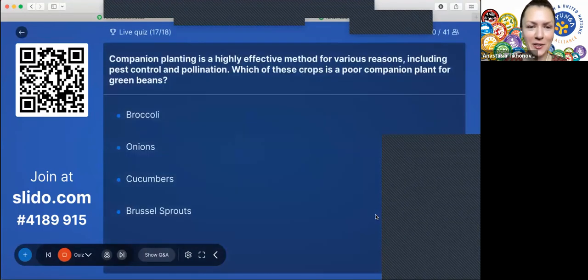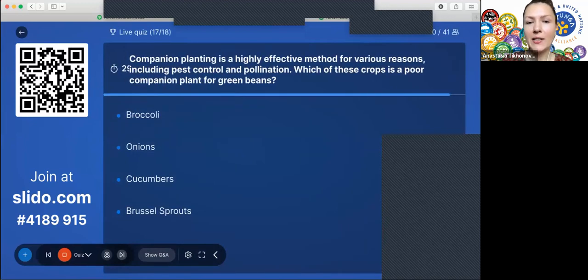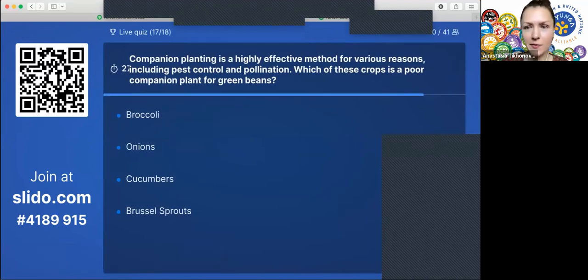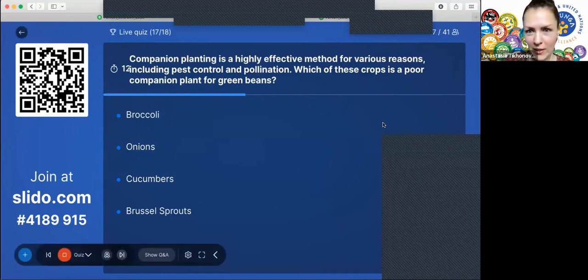And next question. Companion planting is a highly effective method for various reasons, including pest control and pollination. Which of these crops is a poor companion plant for green beans? Broccoli, onions, cucumbers, or Brussels sprouts? Please pay attention. Which of these is a poor companion? So you can know you cannot grow it with green beans. 2 seconds left.